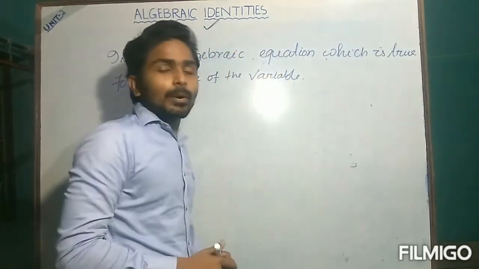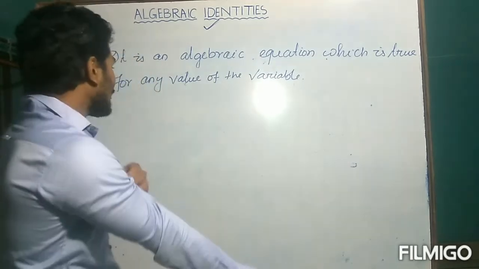what are the various identities or identical formula that may be useful in order to factorize a quadratic polynomial. Okay? So what are the identical formula?